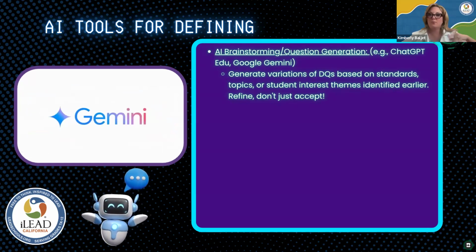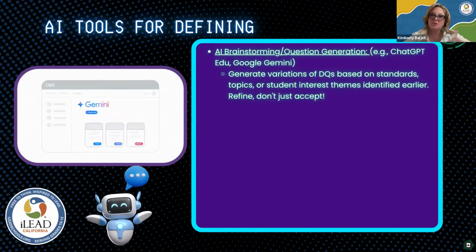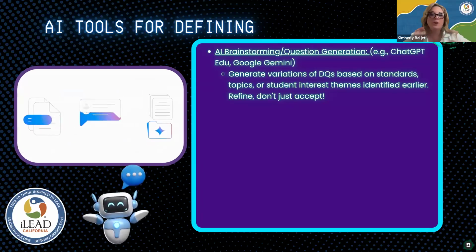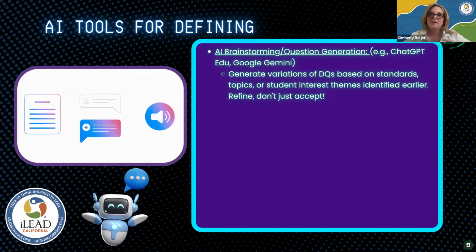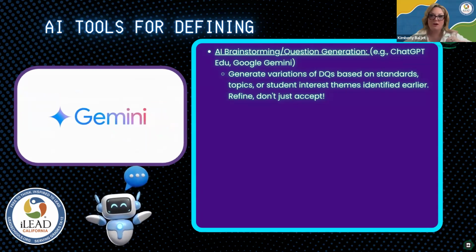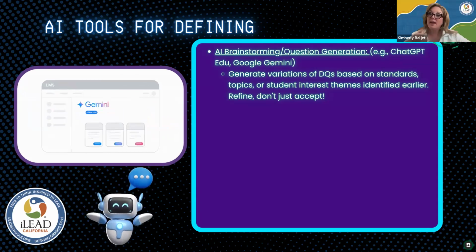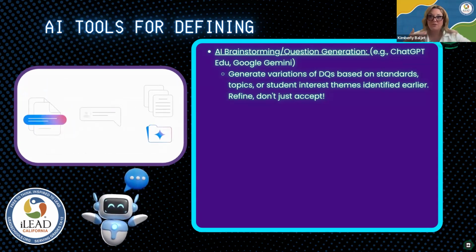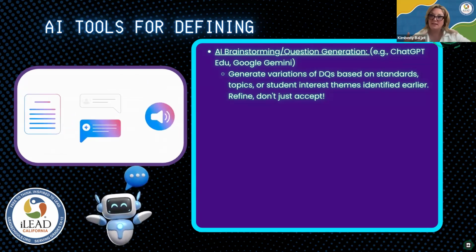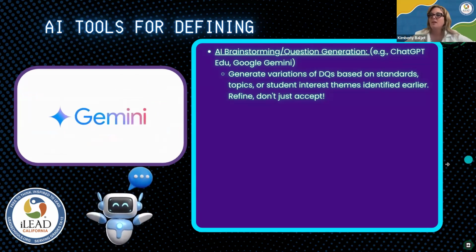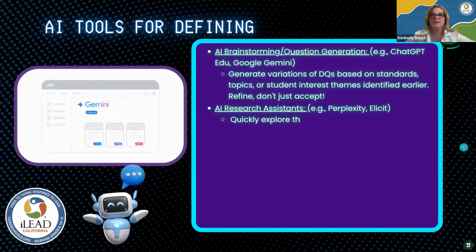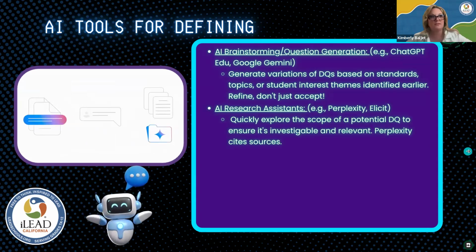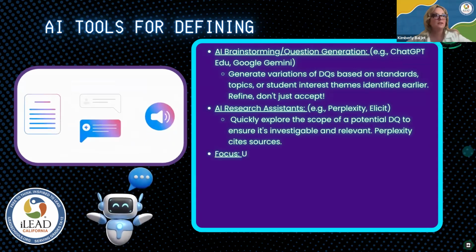So I would go into it and put in, give me some driving questions, and have the students do this. Give me some driving questions about animal adaptations. Give me some driving questions for a unit on ancient civilizations, and have the students start creating, generating and curating a list that interests them. Okay. Really help them refine it. All right. And then we have different AI tools like AI research assistants like Perplexity and iLEAD.